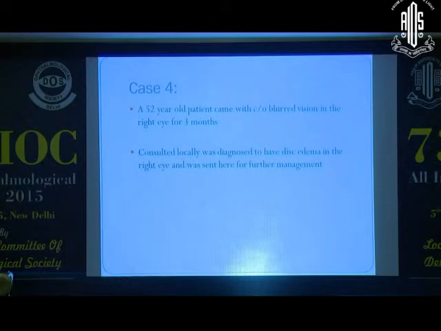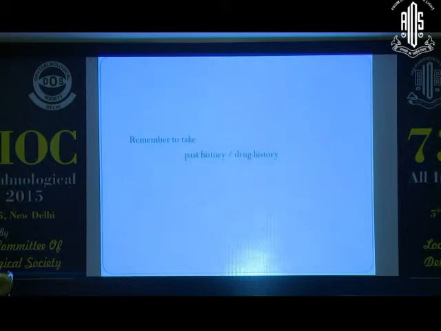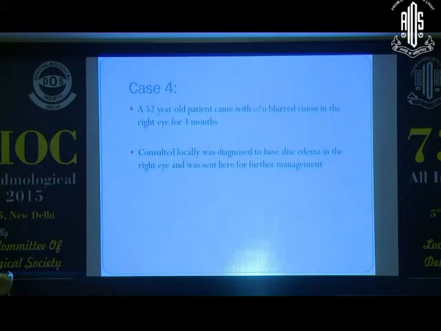So remember again in the third case that you need to take a past history and a drug history, because we don't know what treatment the patient is undergoing or has undergone before. So coming to the fourth case, it was a 52-year-old patient who came with complaints of blurred vision in the right eye for 3 months. He consulted locally, was diagnosed to have disc edema in the right eye, and was sent here for further management.